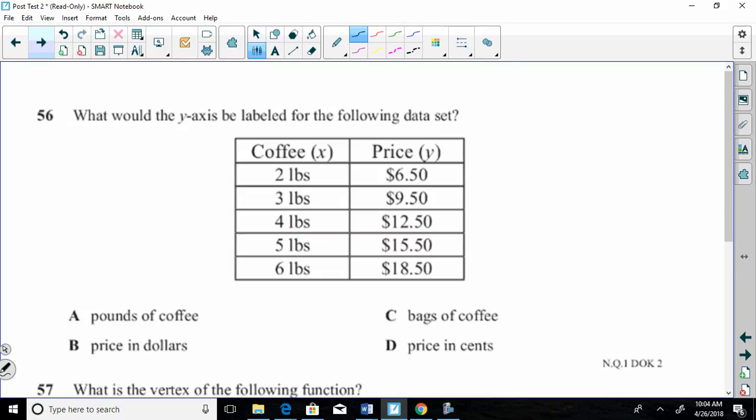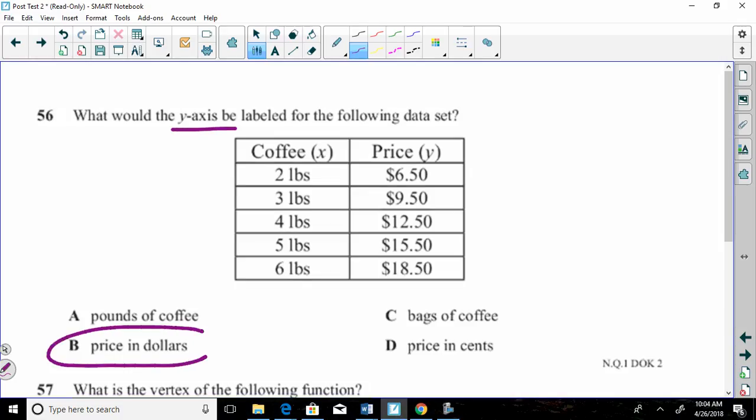All right, the y-axis. What does it represent? Price in dollars. So if it was price in cents, it would say like 650 cents. But it doesn't say that.